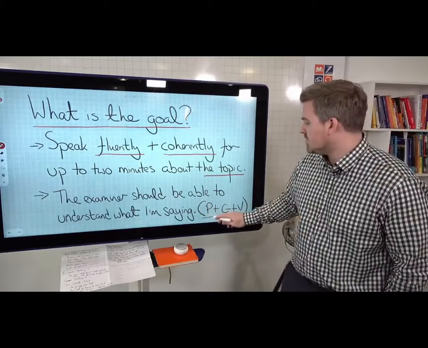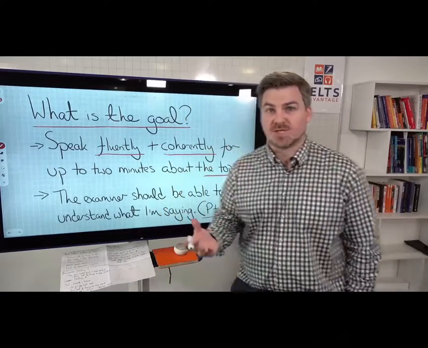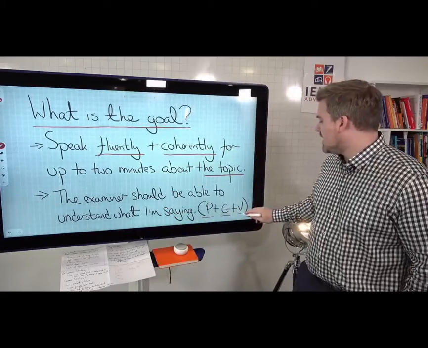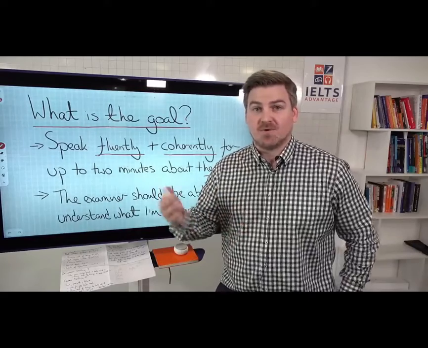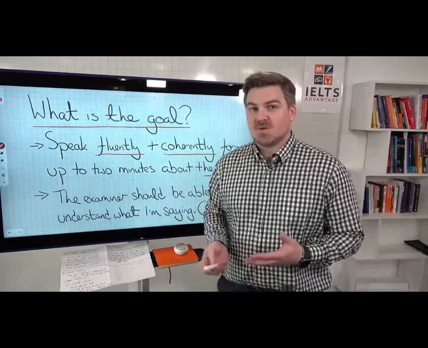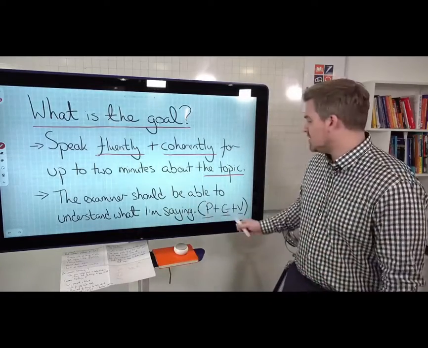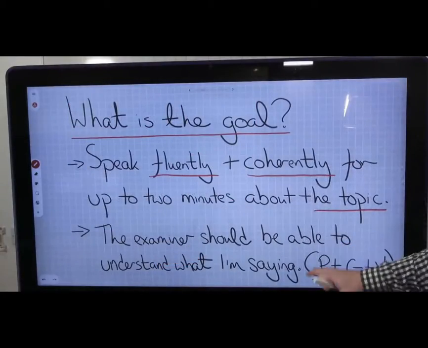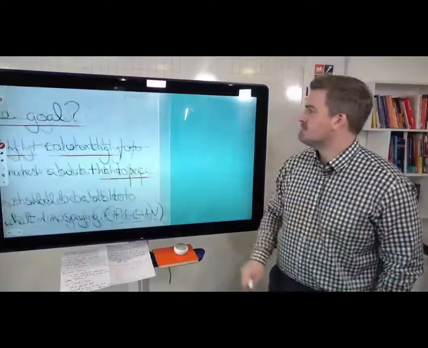Understanding what you're saying is related to pronunciation. Can the examiner understand what you're saying, or do they have to strain to understand you? And are you using grammar and vocabulary effectively? Principally, are you using grammar and vocabulary accurately? You do also have to worry a little bit about your range of grammar and range of vocabulary, but for most students, what they should focus on is accuracy. We're not going to talk about this too much today. What we'll focus on more is strategy.